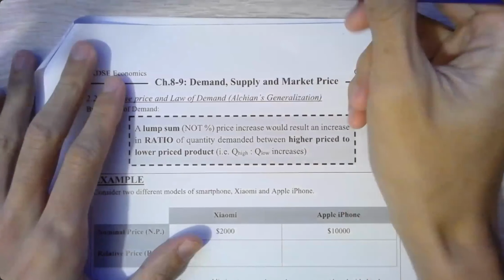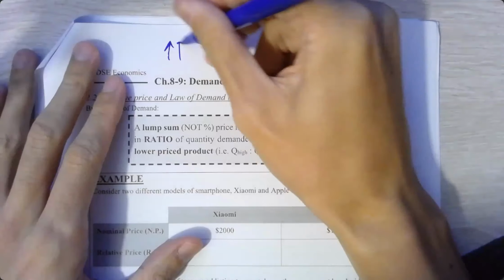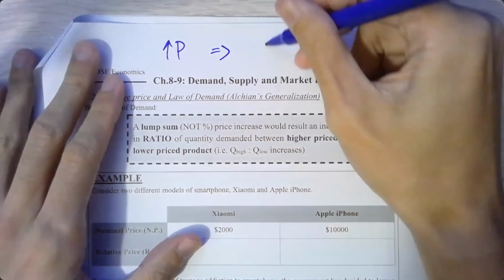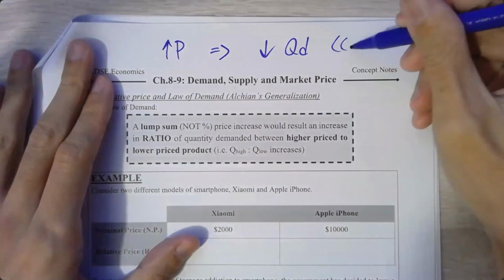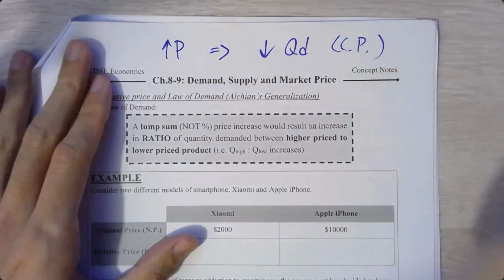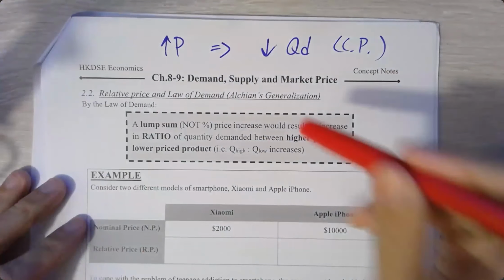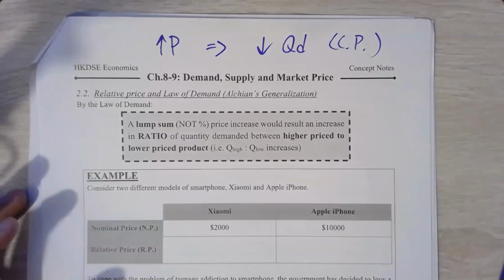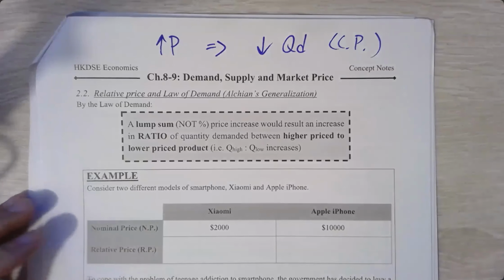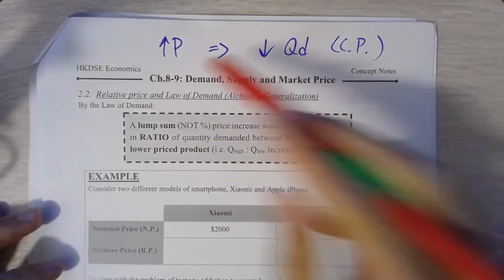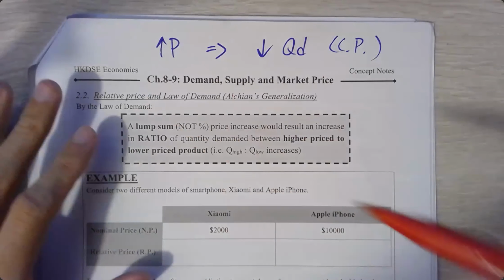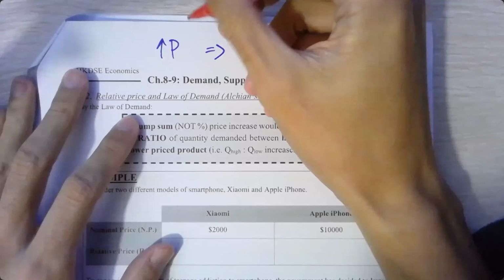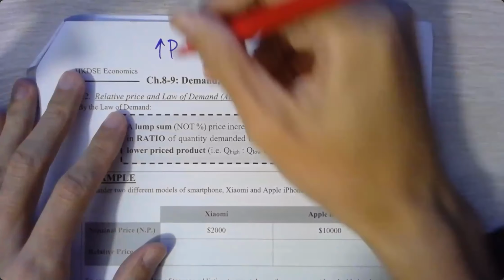The law of demand says that the higher the price, the lower the quantity demanded, ceteris paribus. Now this guy, Alchian, was trying to do something funny with the idea of higher price, lower quantity demanded, by adding another pair of price and quantity demanded. So he says, what if we do this?